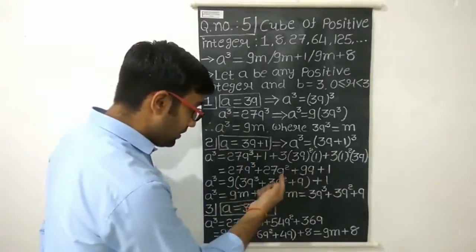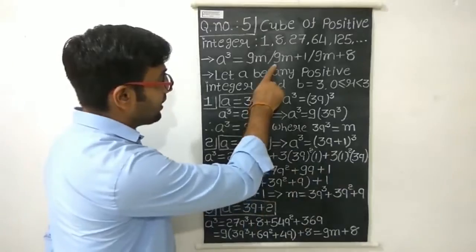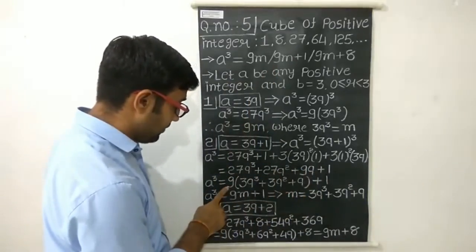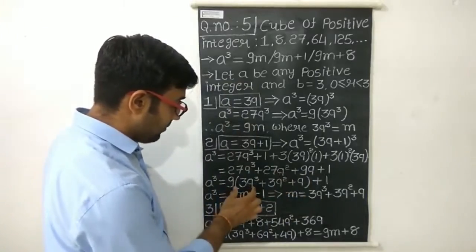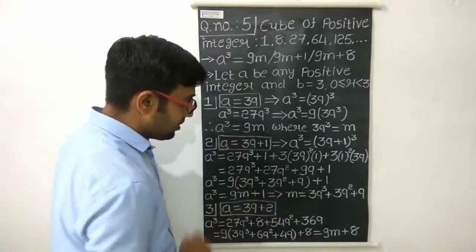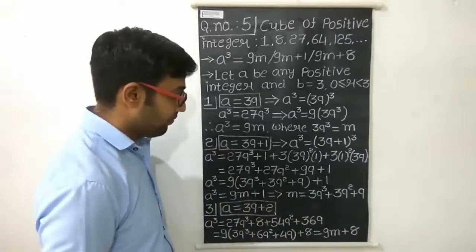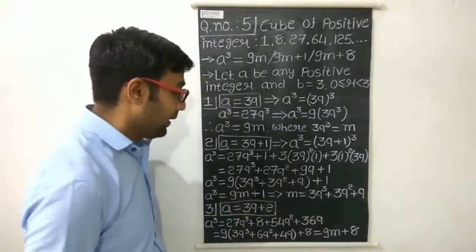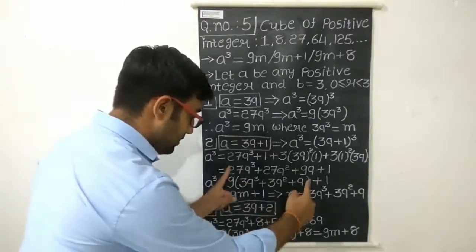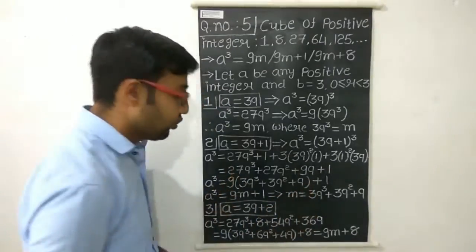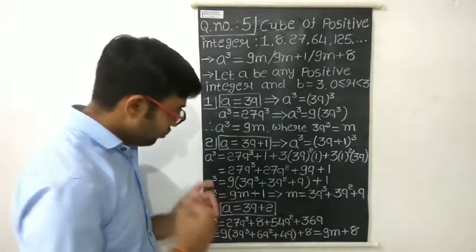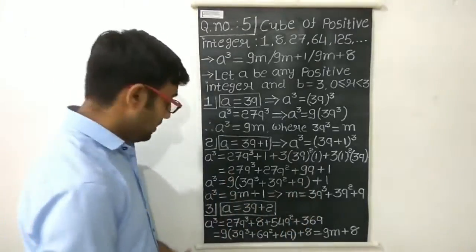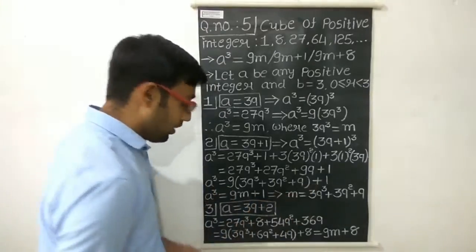Because from all these three terms we can take 9 as a common. So by taking 9 as a common from these three terms, we will get a cube is equal to 9 in the bracket 3q cube plus 3q square plus q, and this 1 remains as it is outside the bracket. So what is this 3q cube plus 3q square plus q? Some integer. So instead of this bracket we can write m, right? So this will become 9m plus 1.